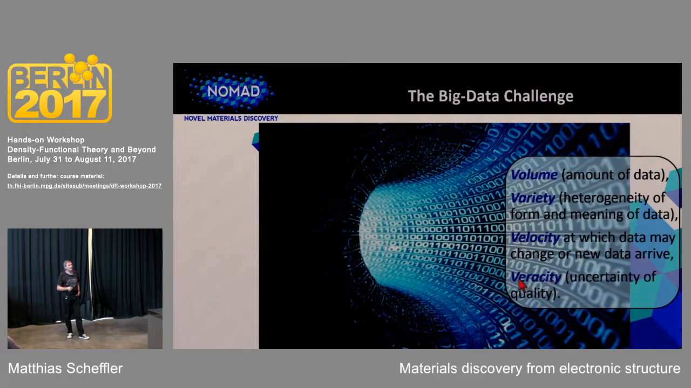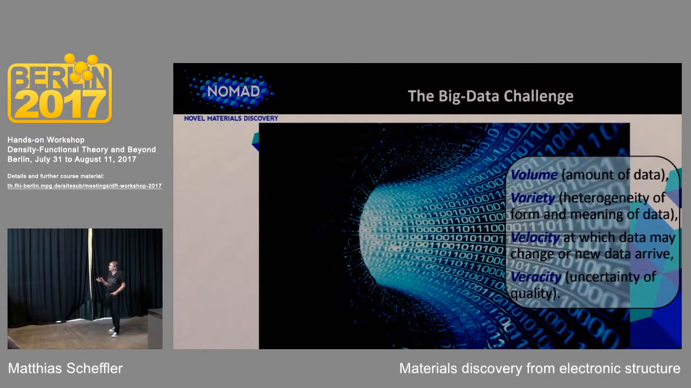Veracity is another thing. So veracity is what computer science calls the uncertainty or the quality of data. We usually call this in our field verification and validation. This again will be part of these lectures. I think Stefan Curtarolo in particular will address this. I think also Volker Blum will address this a little bit. This is something you want to know, in fact, what is the accuracy of your calculations.